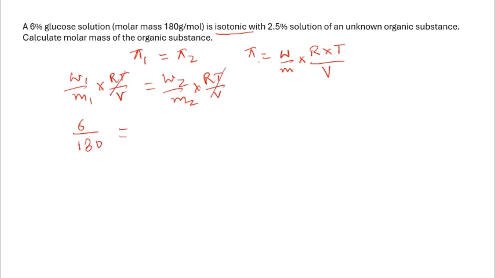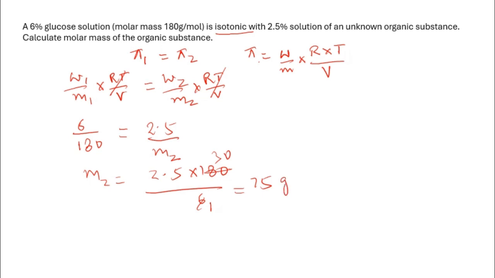Let us cancel those which are the same on both sides, and W2 is equal to 2.5 gram. A 2.5% solution means 2.5 gram of substance is dissolved in 100 ml solution, divided by the molar mass we have to calculate. So let's keep M2. Therefore M2 will become 2.5 into 180 divided by 6, which is 75 gram per mole.